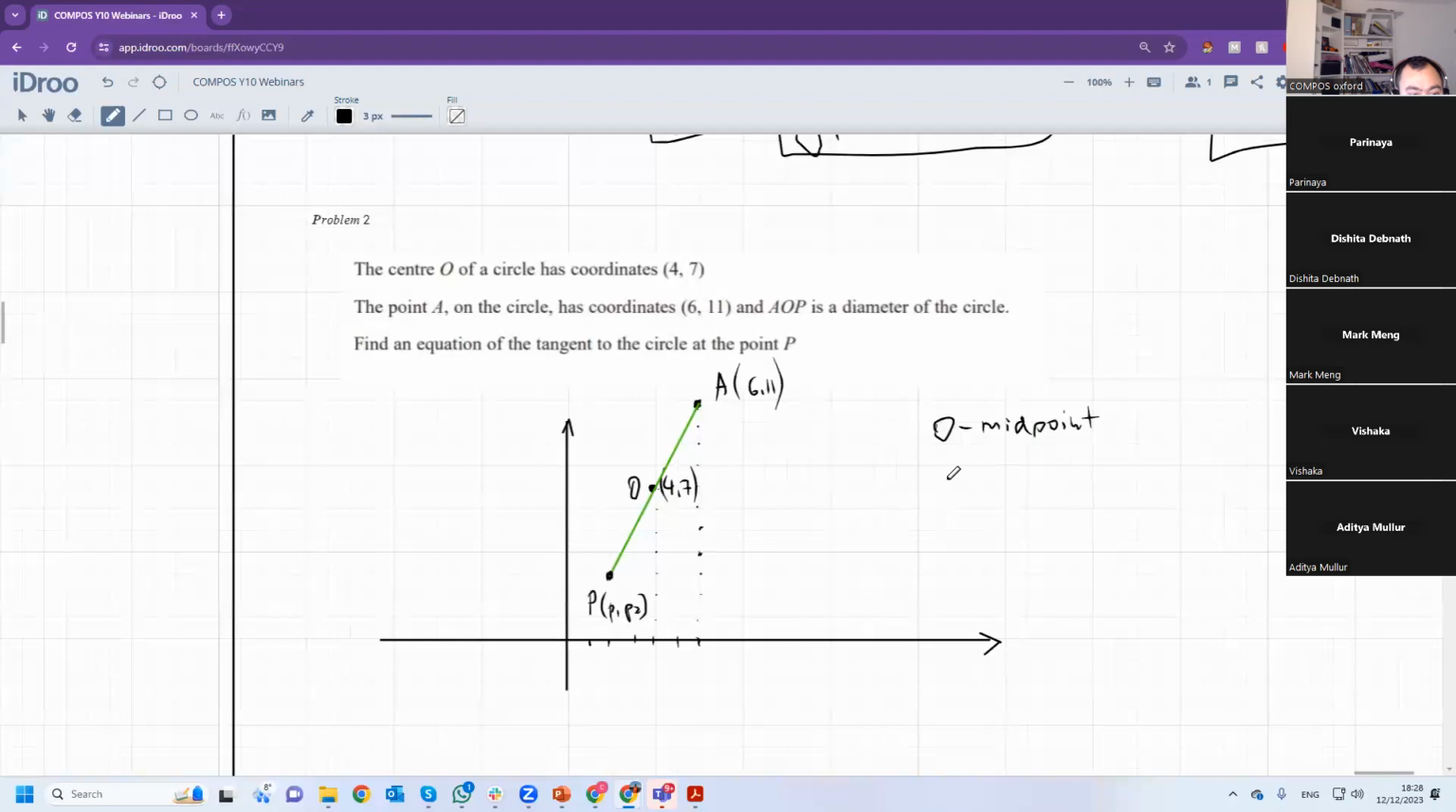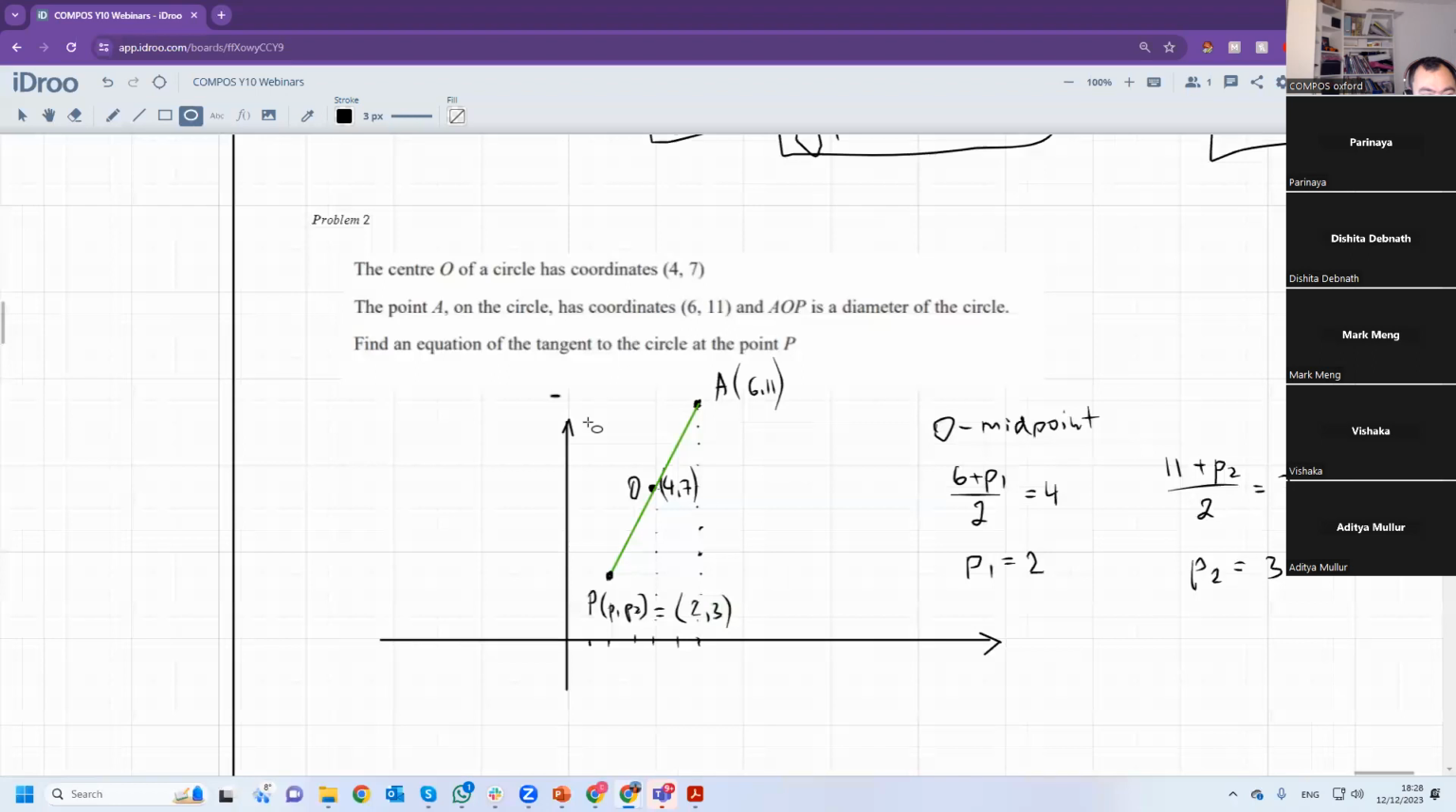And that means that (6 plus P1) over 2 has to be 4, and (11 plus P2) divided by 2 has to be 7. Therefore, we can work out P1, which is 8 minus 6, 2. We can work out P2, which is 14 minus 11, 3. So the point is 2, 3.